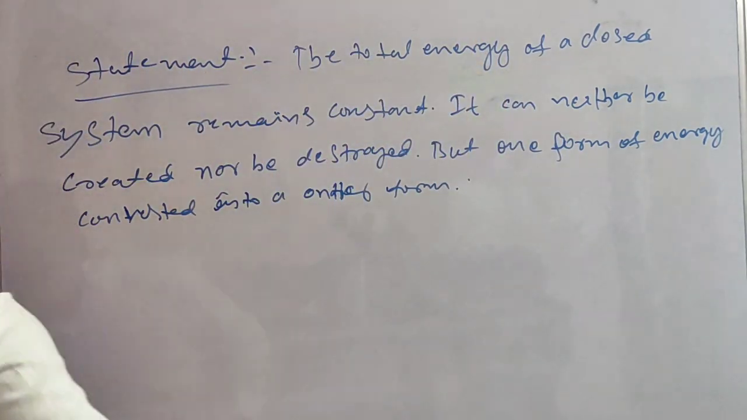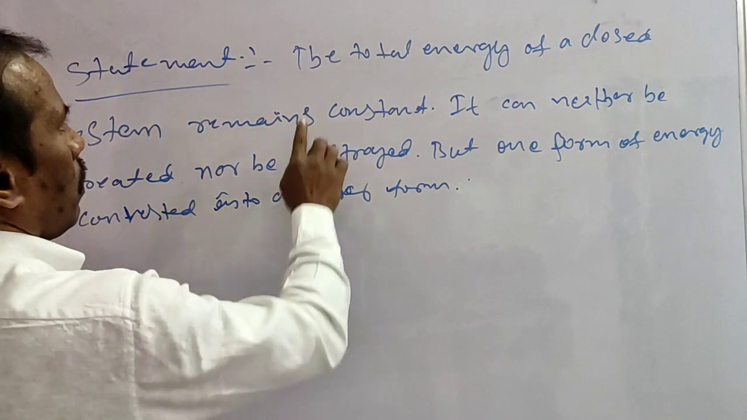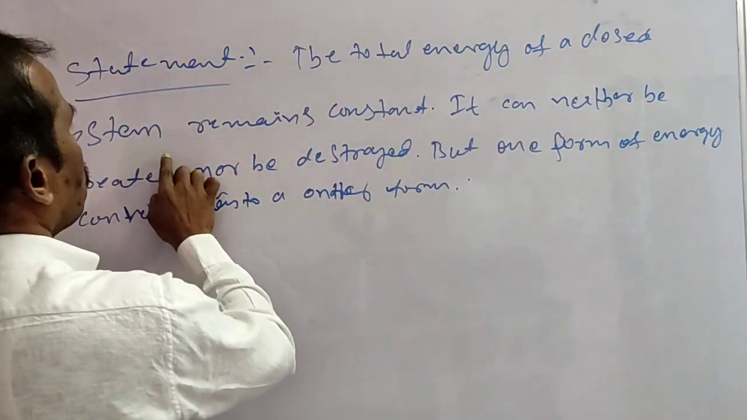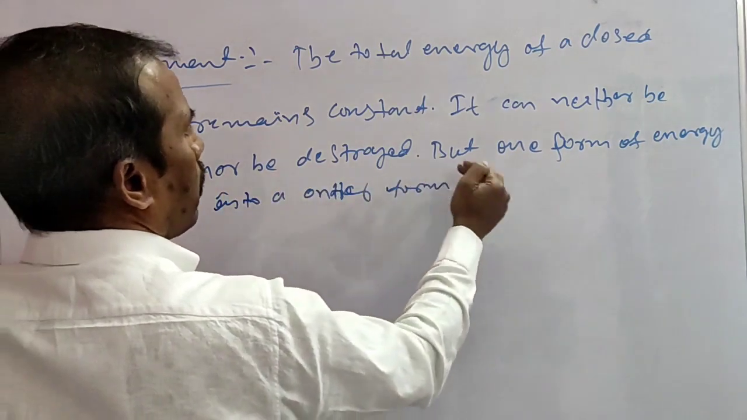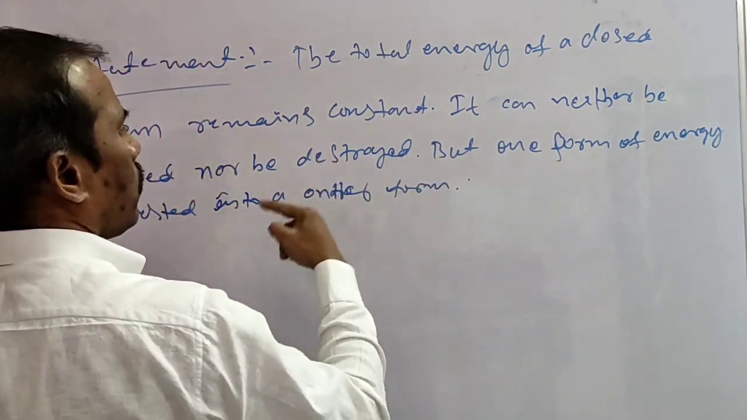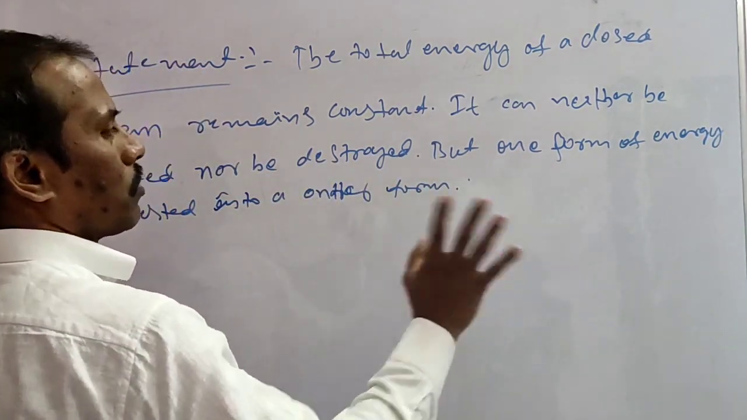Okay, once again, the total energy of a closed system remains constant. It can neither be created nor be destroyed, but one form of the energy is converted into another form. This is the law of conservation of energy.